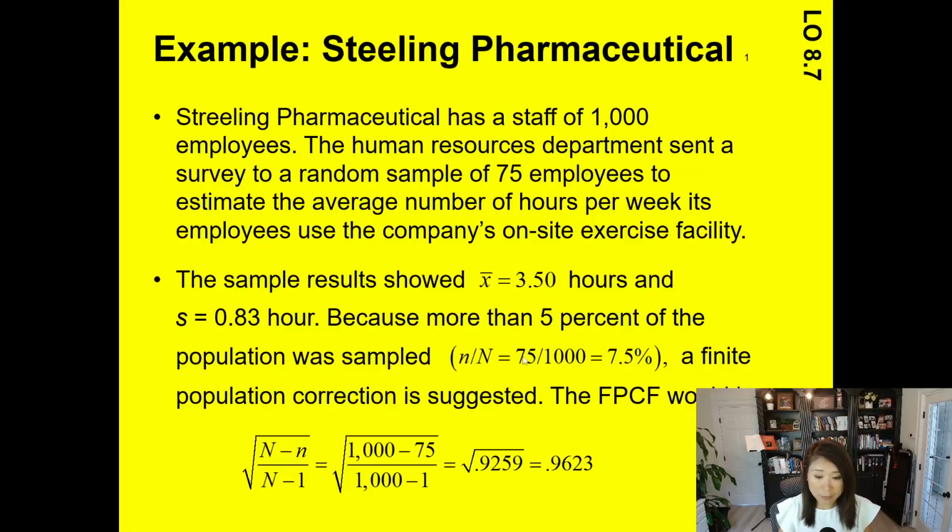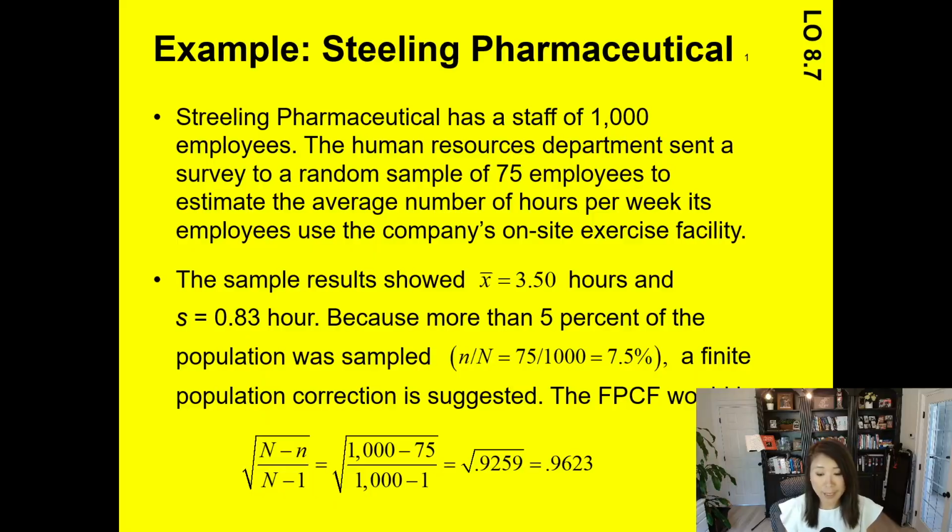So therefore, I'm using 75 divided by 1,000. That gives me 7.5%, which is larger than 5%. So therefore, we are facing a finite population situation, and that means we do have a large enough sample size. Therefore, we need to reduce our marginal error.